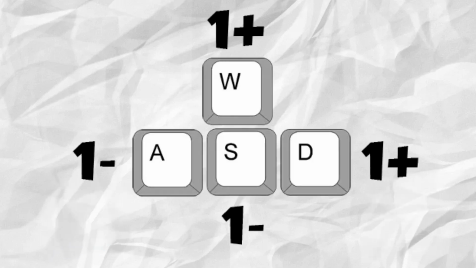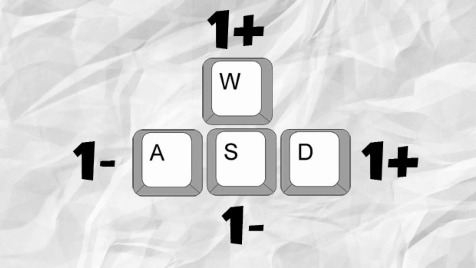If we press D, which is the right key, the movement will be +1, and if we press A, which is the left key, the movement will be -1. The same goes for the up and down keys. If we press the up key, which is W, then the movement will be +1, and if we press the down key, which is S, then the movement will be -1. So you get the idea of how keys work.